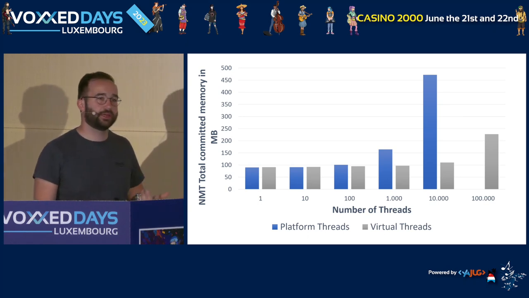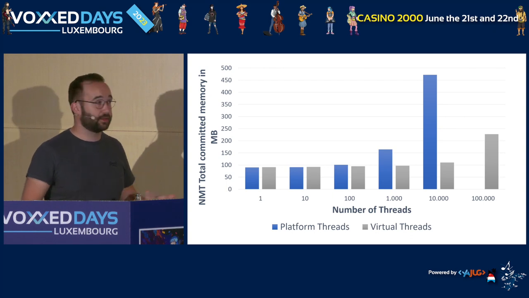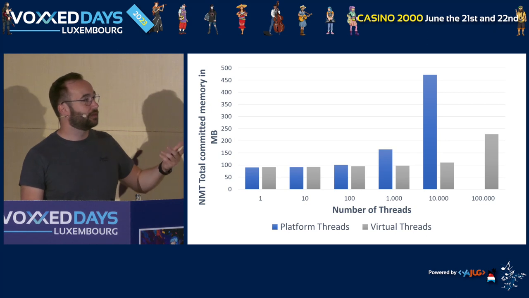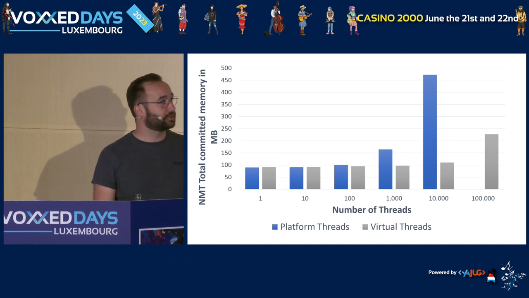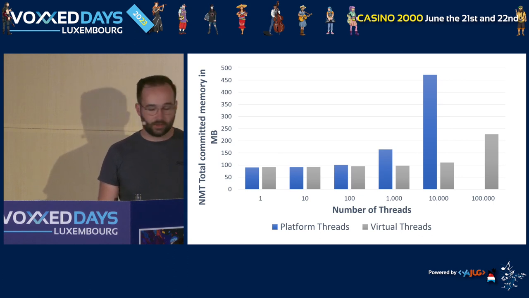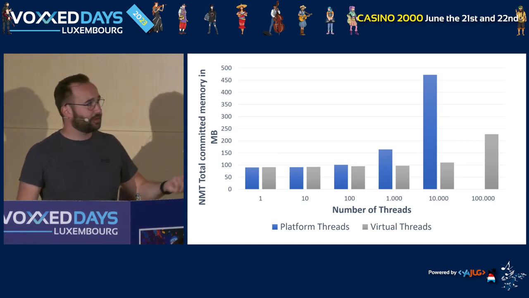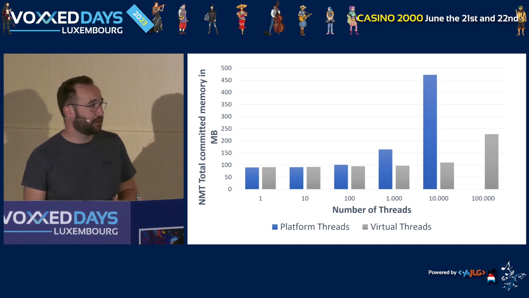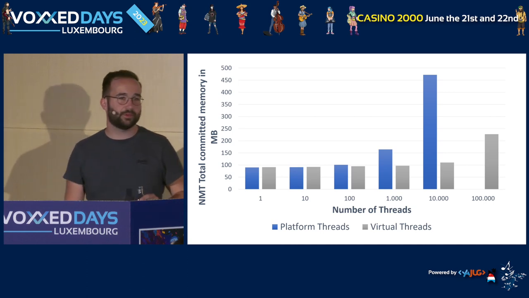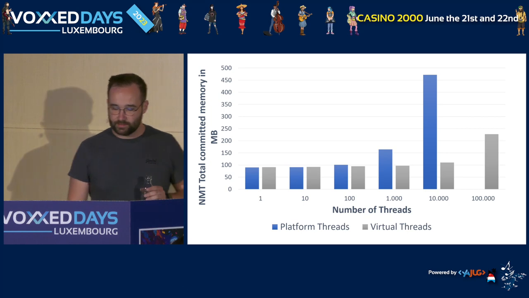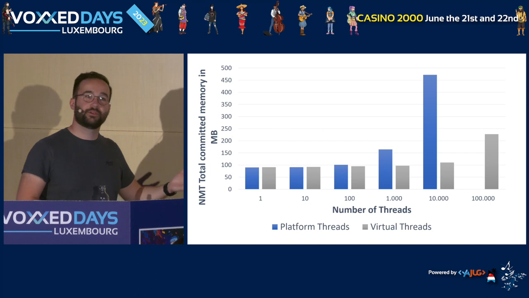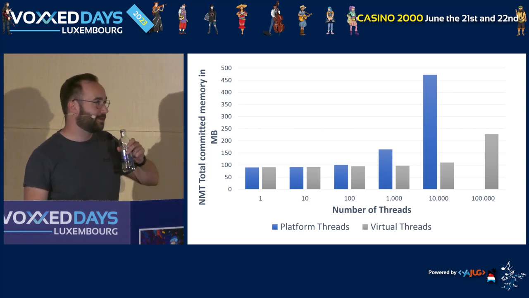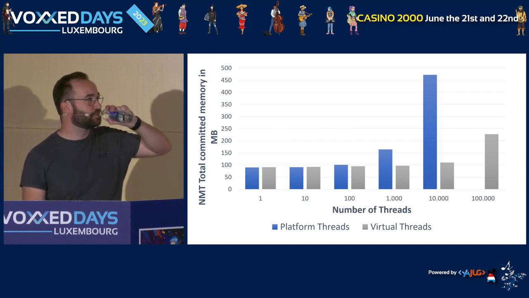But when you go into the big numbers, when you're going to use a large amount of threads, you're going to see that the virtual threads start using almost no memory at all. And even if you have 1,000 or 10,000 or even 100,000 virtual threads, at a maximum, it's going to use around 225 megabytes of memory. And you may be wondering, why isn't there a graph for the platform threads? It's because my application crashed. So it doesn't even give you the possibility.